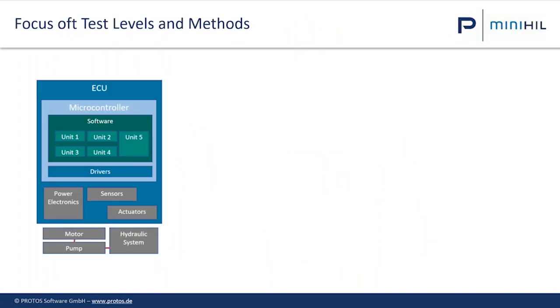So let's have a look at the different levels where we want to test our embedded system. Now, let's assume we have an ECU with a microcontroller, with power electronics, sensors, actuators, and in the end, we want to control a motor with a pump and a hydraulic system, for example, a lubrication pump or hydraulic pump or whatever it is. So we want to test this.